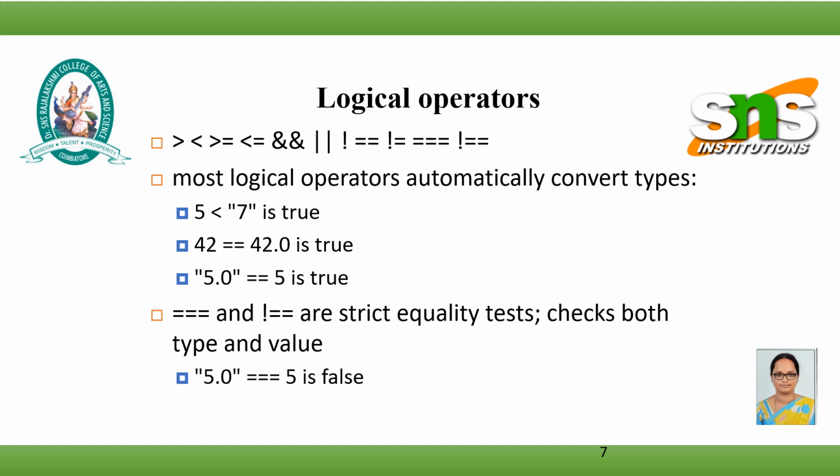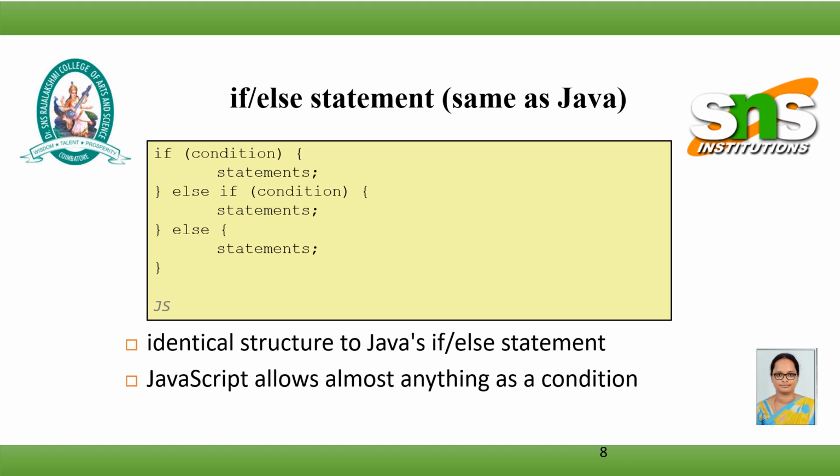Next, logical operators. We have so many logical operators: less than, greater than, less than or equal to, greater than or equal to, equal to, and tilde equals, not equal to. All these logical operators can be used in JavaScript. Next, if-else statements. Here it is like a conditional statement. It checks a condition. If the condition is true, it prints the if part, or otherwise the else part will be printed.